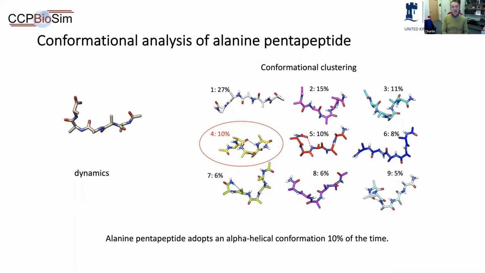The data from that simulation has then been analyzed by conformational clustering, and at least 9 significantly populated states have been identified, of which one of them, the one that you can see the red circle around, is 10% occupied. When you look at the hydrogen bonding pattern there, you can see that basically it is the alpha helical conformation of the peptide. So therefore a conclusion can be reached. Alanine pentapeptide adopts an alpha helical conformation 10% of the time.